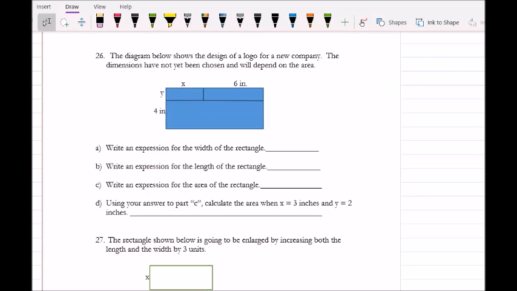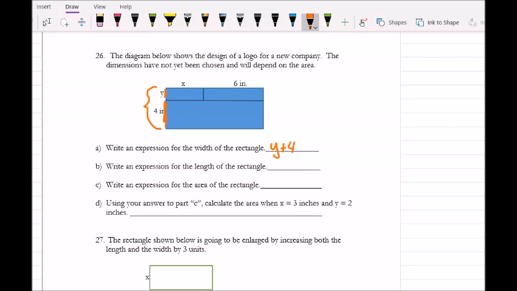All right, number 26. The diagram below shows the design of a logo for a new company. The dimensions have not yet been chosen and will depend on the area. Write an expression for the width of the rectangle. The width of the rectangle would go from here all the way to here. So that would be a combination of y and 4. Now we're not multiplying those because all we're doing is combining this piece with this piece to make a full length. So that would be y plus 4.